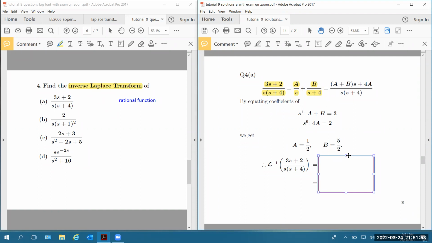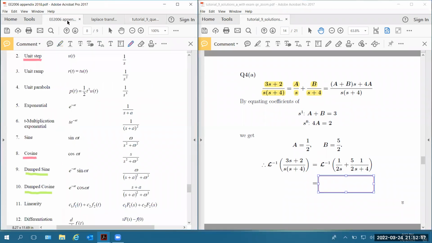So you inverse Laplace transform this. No matter what your constants a and b are, you look at your form: constant over s plus 4. This kind of expression is very easy to inverse Laplace transform, because they are all inside the table.